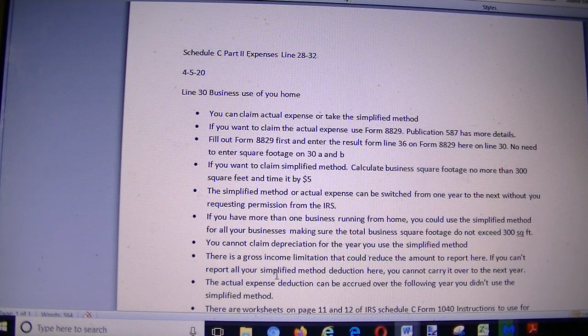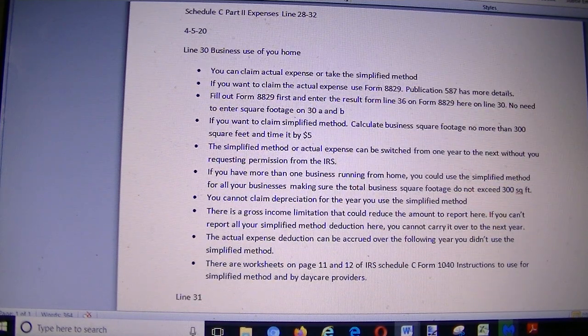There is a gross income limitation that will reduce the amount to report here. So if you are claiming the simplified method and your expenses are more than your gross income, you cannot carry over to the following year what you didn't deduct. So pretty much you cannot report all your simplified method deduction here. You cannot carry over to the next year either. But for the actual expenses deduction, you can carry over to the following year.